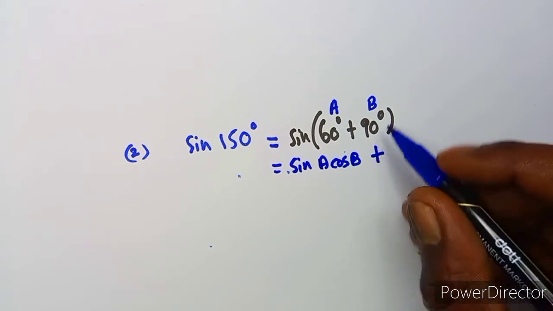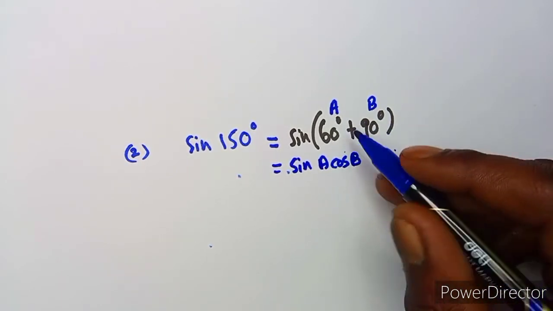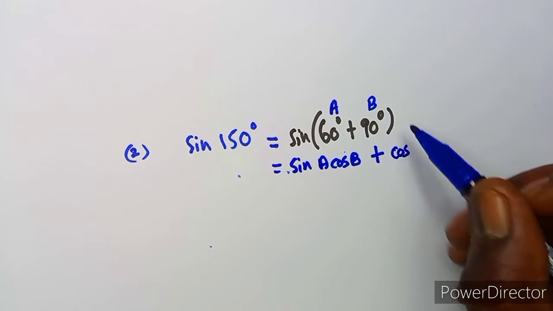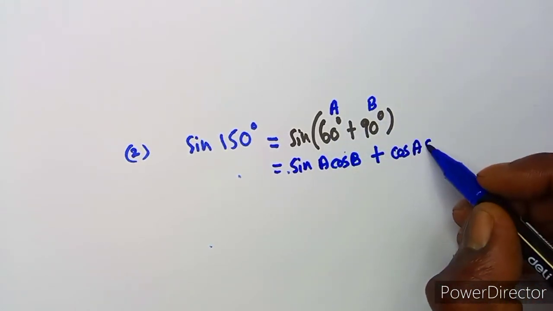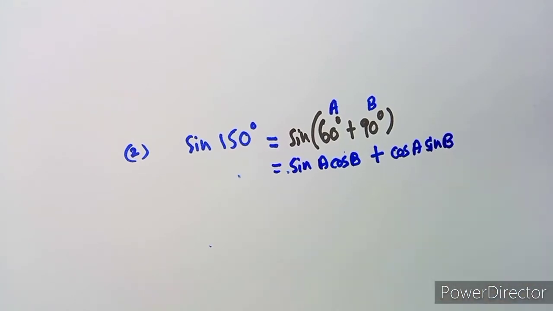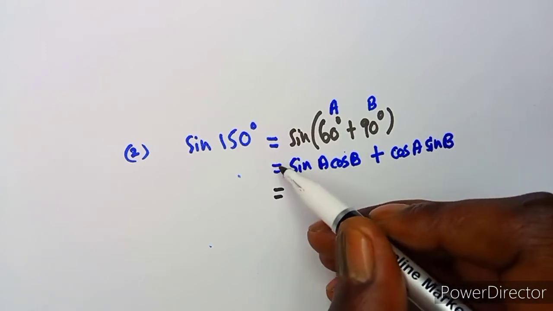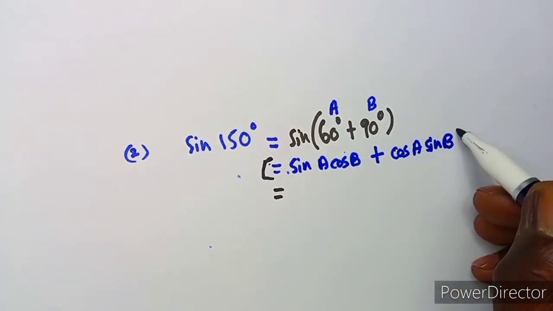When it's a plus, it remains as plus, and it's going to be cos this time. Or you can even write this with the sine. It's one and the same thing, but if you start with cos, it will be cos A sine B, like that. Okay, so what does this mean? It means from this part that we are talking of here. This one is not part of our working, guys.